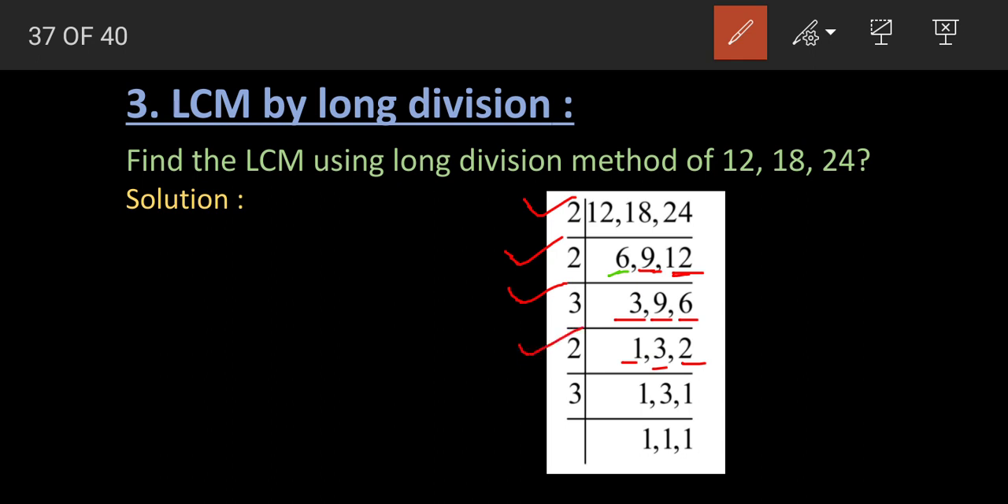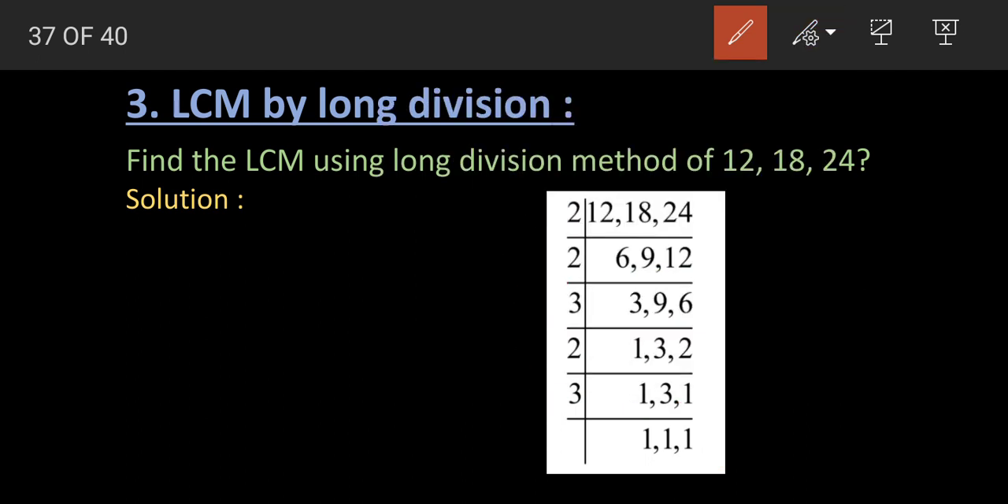So again I am dividing with 2. The first number is already 1, so write 1 here. 3 divided by 2 is not divisible, so write 3 here, and 2 divided by 2, it is 1. One more 3 is left, so again you have to select 3. So write 1, then 3 by 3, it is 1, and the last 1 by 3, it is just 1. So in the long division method, we have to divide until we are getting 1 as the remainder in all the numbers.